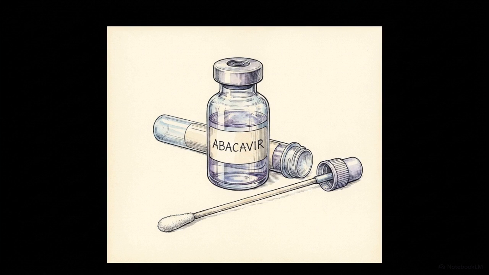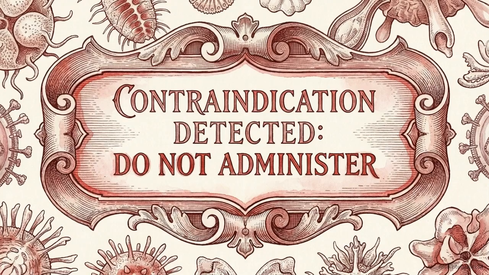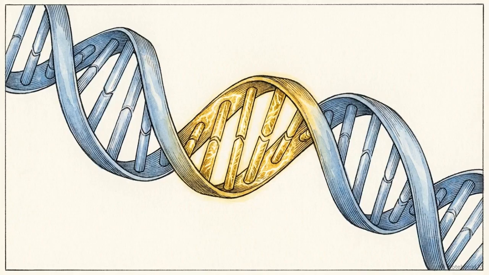For example, before prescribing the drug abacavir, clinicians must screen the patient for the HLA-B5701 genetic marker. A positive result indicates a near-certain, potentially fatal, hypersensitivity reaction to the drug. Human genetics also point towards natural immunity. A very small percentage of the population carries a homozygous mutation known as CCR5 delta 32.